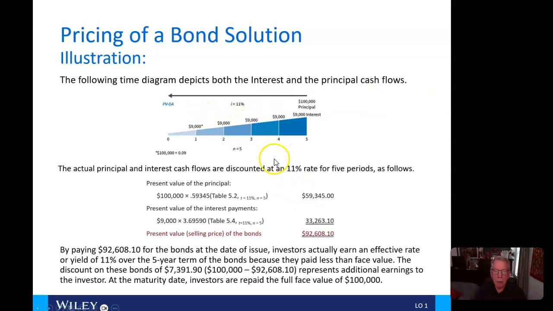So here's the example. Now, we base the payments on what's written on the bond. So that was 9% times 100,000, which is 9,000 a year. Okay, and here it is here. Each of those, and then we go into the present value table and pick up this rate for 11% prevailing rate over 5 years. That gives me 33,000. And then at the 5th year, we pick up the present value of an amount from table 5.2, and that gives me 59,345. And that equals 92,608. That difference is 73.9190. That's the discount.